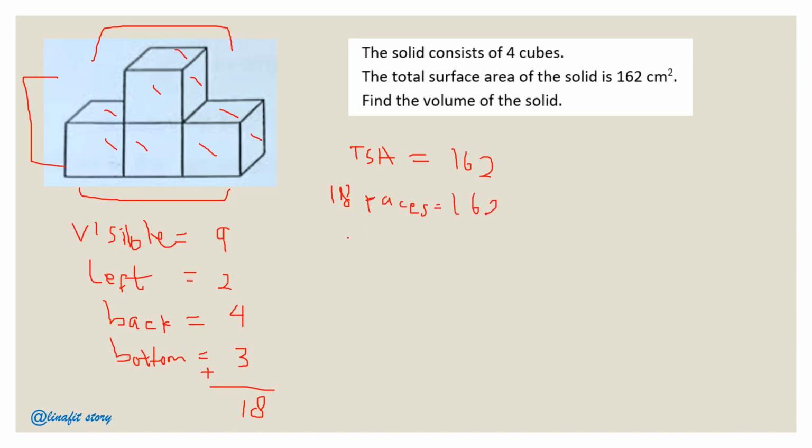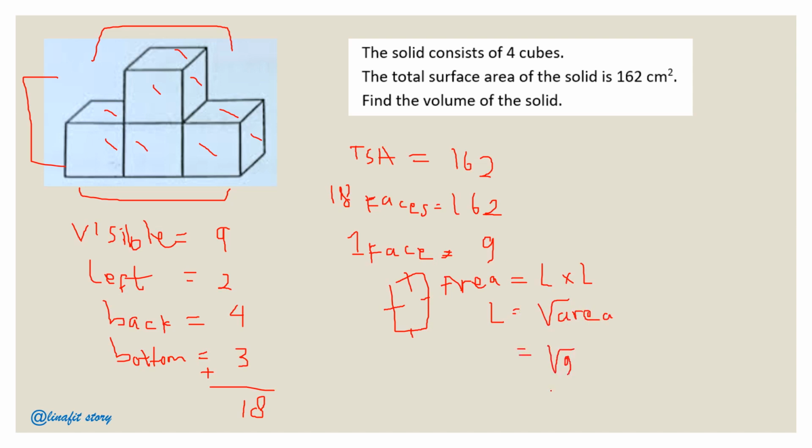How to get the area of one face? It is 162 divided by 18. The answer is 9. The area of a square is 9. How to get the area of a square? Length times length. Then how to get the length? Find the square root of the area. So the length is the square root of 9, which is 3.